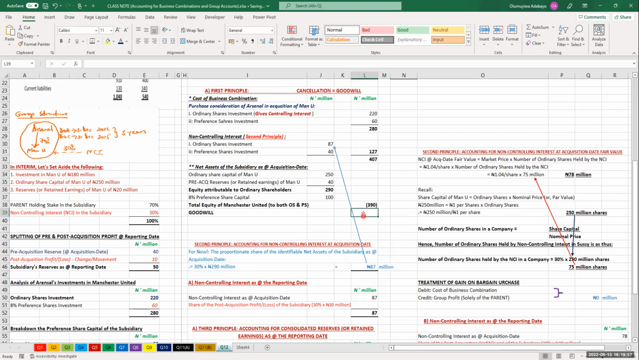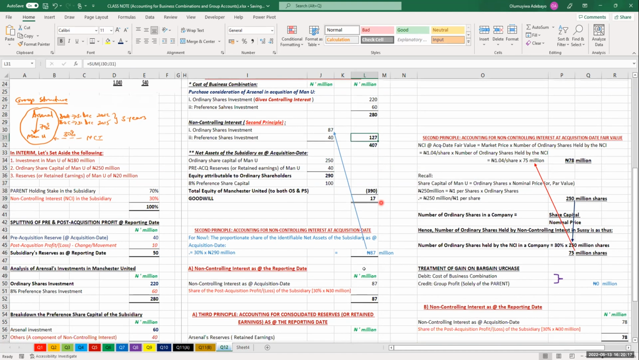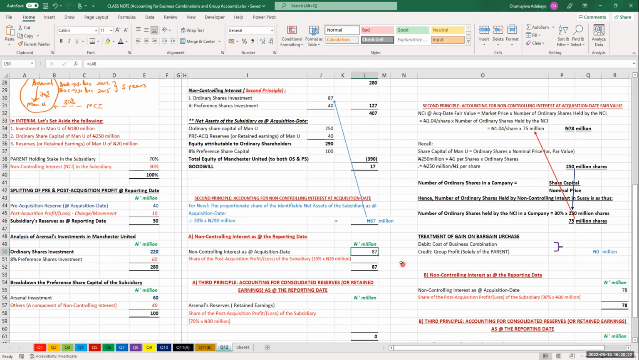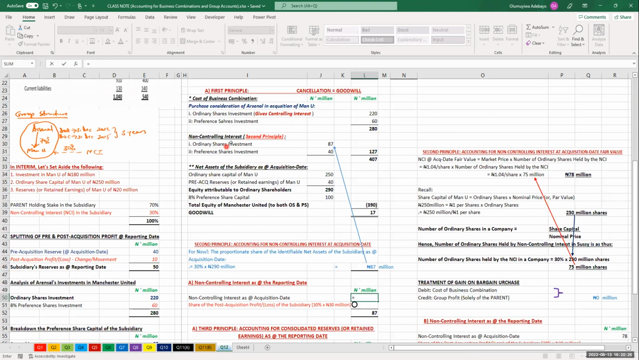Therefore, what is my goodwill? My goodwill is the sum of these two. And that's 17. Okay, and that's how we carry it out in that manner, which makes more sense, which means the amount of NCI is now 127, which we'll bring out here and say NCI is now 127, no more 87, because it's both the element of ordinary shares and preference shares what we require.